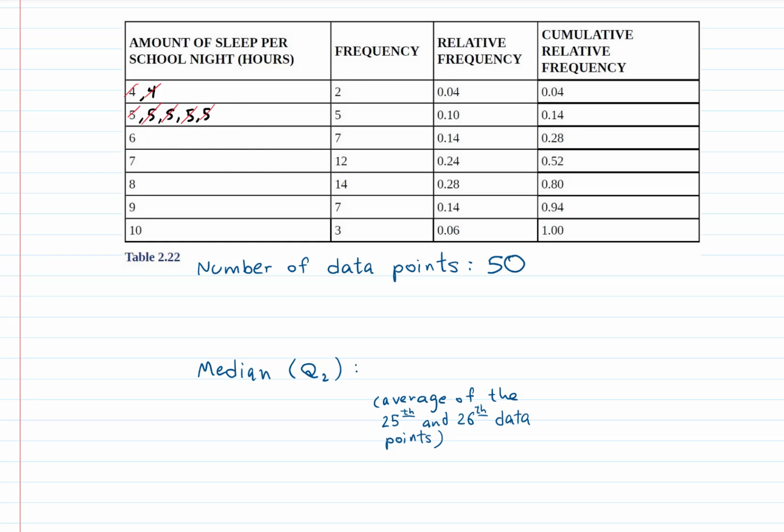So the 25th data point is a 7 and the 26th data point is a 7, and so the median will be 7 plus 7 divided by 2, which is of course 7. There's our median or second quartile. Okay, let's find the first quartile.